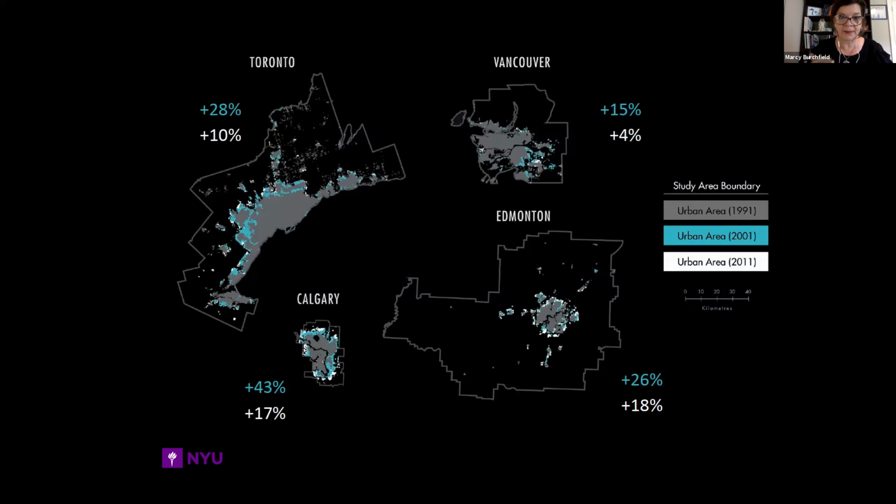So in Calgary, it grew by almost 50% in terms of its footprint. Edmonton, the same sort of thing. These were all sort of periods of high growth.